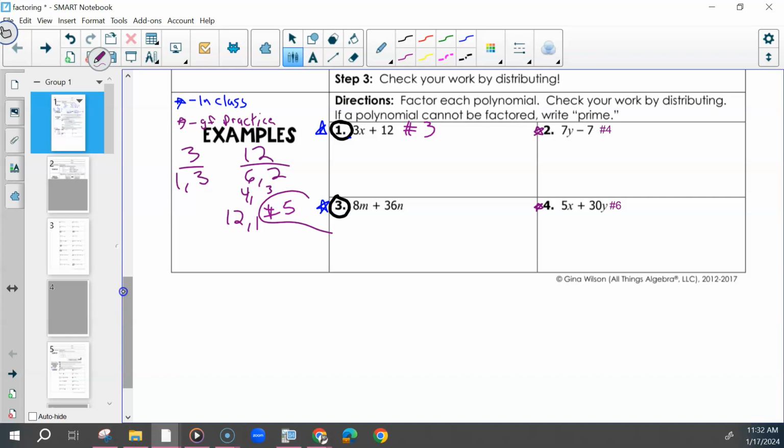What is the highest number they both share? 3. Now sometimes the smallest number here is that GCF, but sometimes it's not. So writing out the factors is a good help. These both do not have an x, so there's not going to be an x in the GCF. I'm going to divide both of these by 3. That number is going to go outside of parentheses. If I divided both by 3, what's left? x plus 4. If I were to distribute this back, I would get 3x plus 12, which is what our original was. So that works. Questions so far?